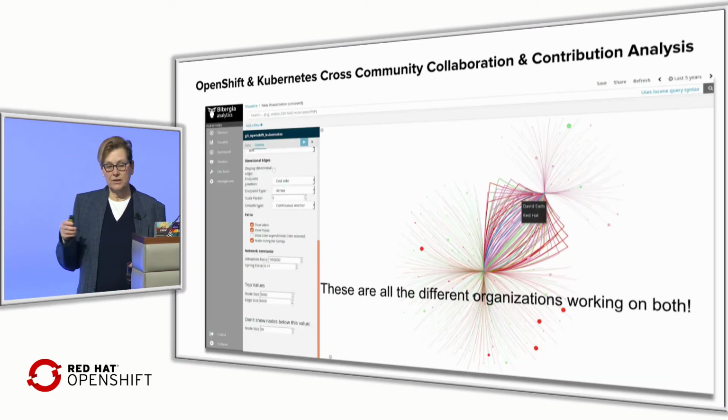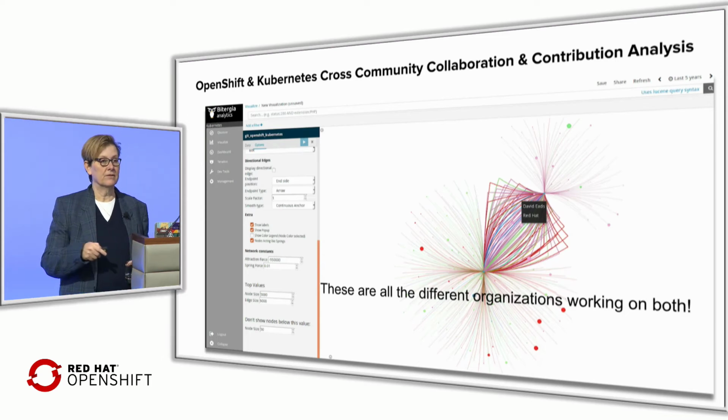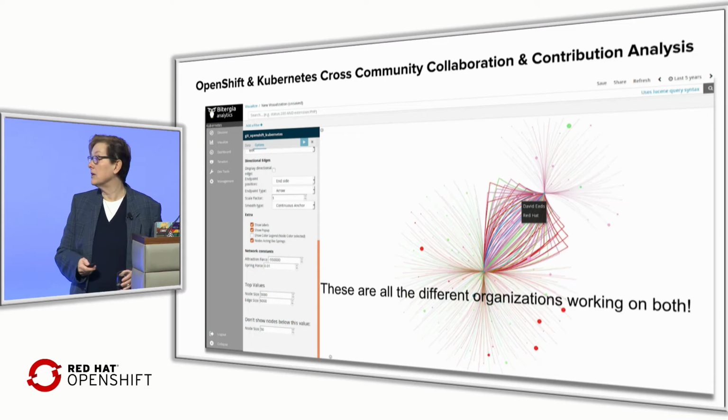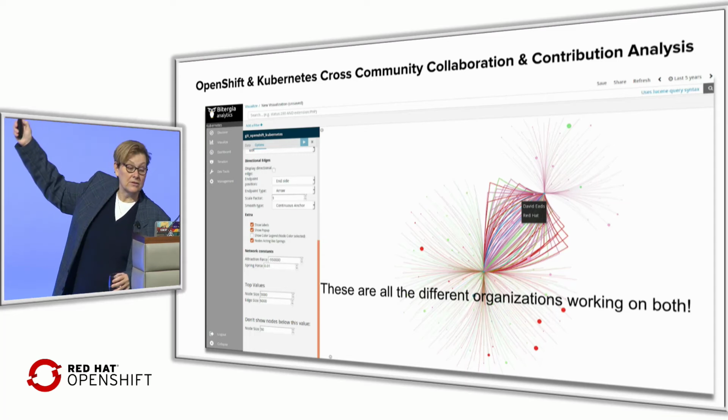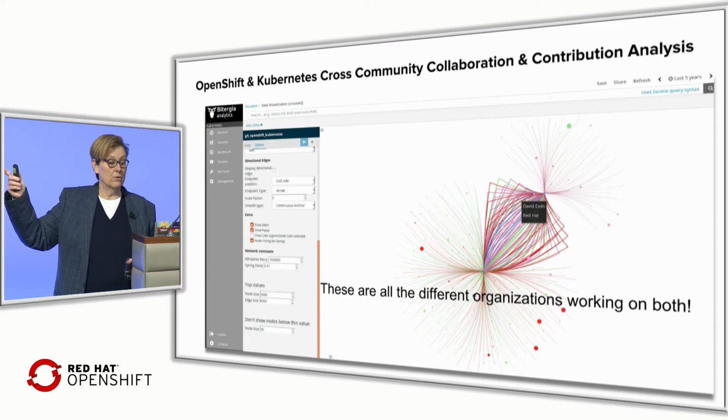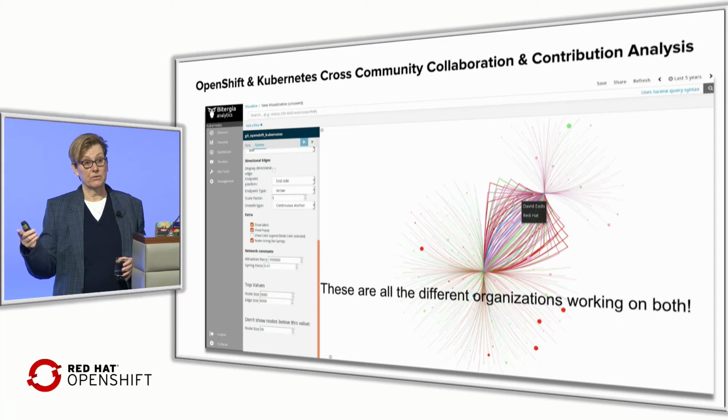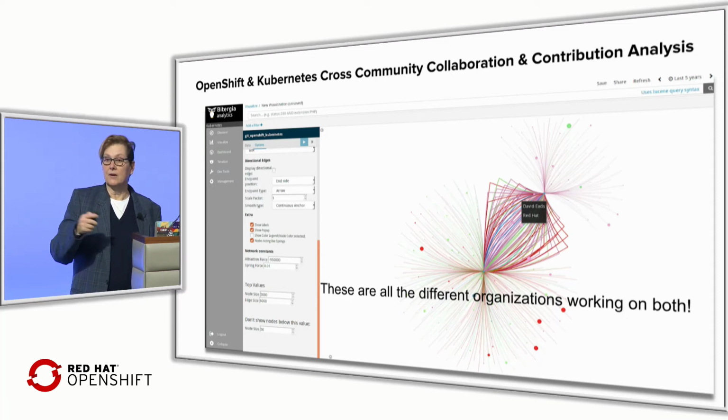But this is the really interesting one, and I did a deeper dive on this topic, explaining some of the personas in here at DevConf last week, and I'll share that link with her. But the really interesting thing to me is all of these different colors are all of the different organizations that are working on both of our projects. It really signifies those 70 companies that are really collaborating in both spaces.